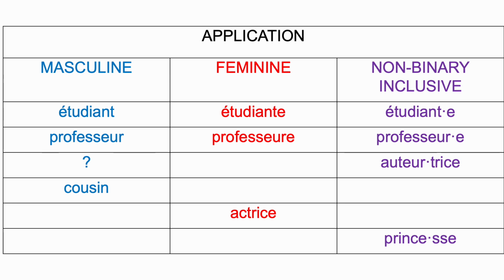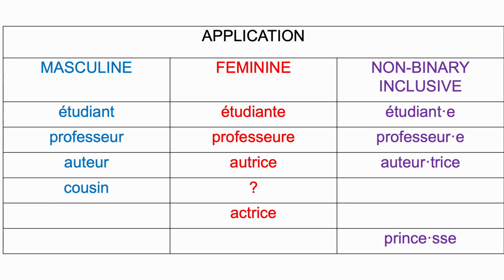The masculine form of auteur, autrice is auteur. And the feminine form of auteur, autrice is autrice. Repeat the two forms, auteur, autrice.